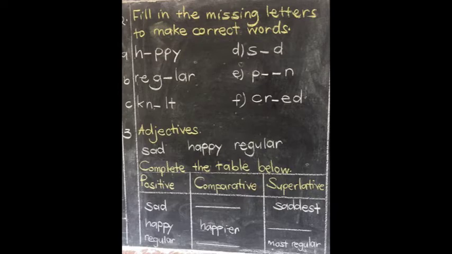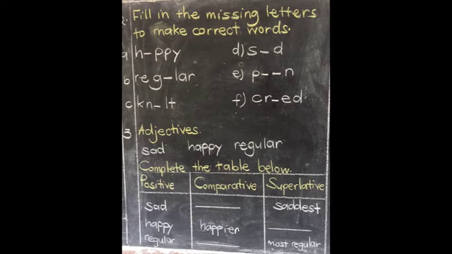Then the next one is happy, that is in the positive. We have happier in the comparative. Then you're going to fill in the superlative form of happy. Then we move to regular. You're going to fill in the comparative form. Then the superlative is most regular.